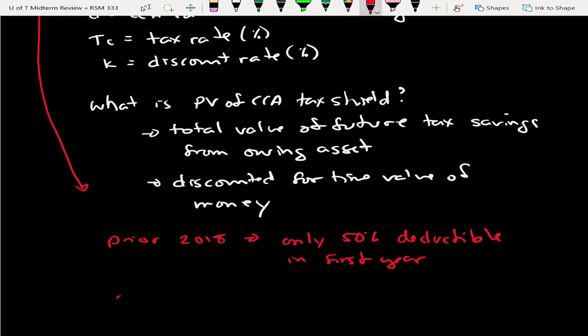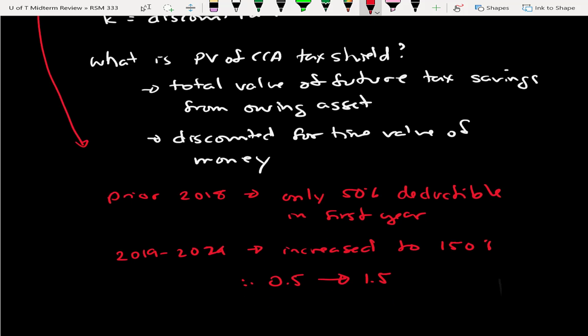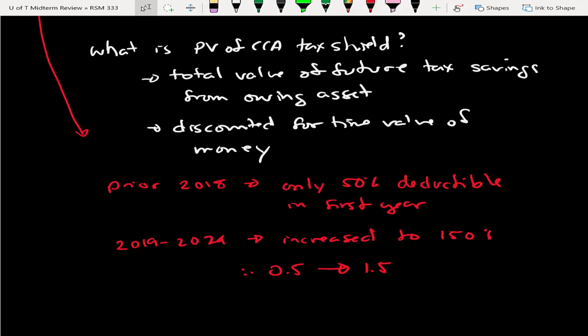And then in 2019 to 2024, they increased it to 150%. Okay, so therefore, the 0.5 would change to 1.5. And why did they do that? They basically were trying to give an incentive to invest in Canada, so they gave you a larger tax break. And after 24, it returns, and depending on the asset class, it could be 0.5 or it could be 1.0 or whatever. In the case of your exam, you'll be told what the number is.